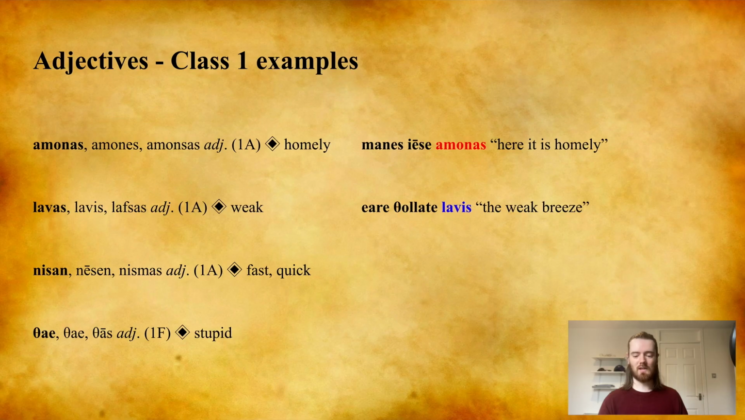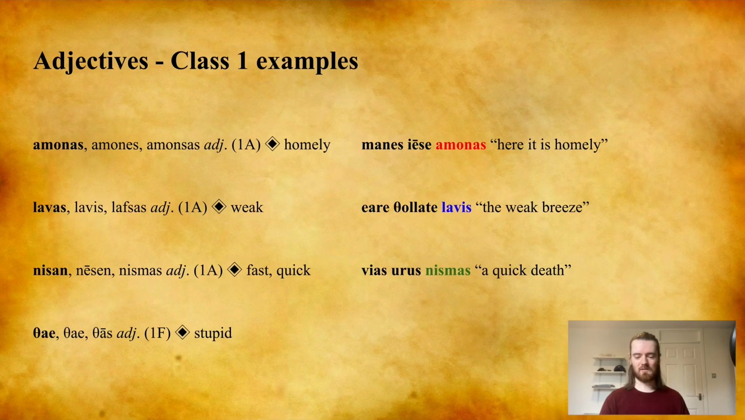Now for our second example, we'll look at lavas, lavis, lafsas, which means weak. Eare thollate lavis, the weak breeze. Here thollate, which means breeze, is preceded by eare, the definite article, meaning the, and because thollate belongs to the third declension, it is inanimate, and so takes the inanimate form lavis rather than lavas.